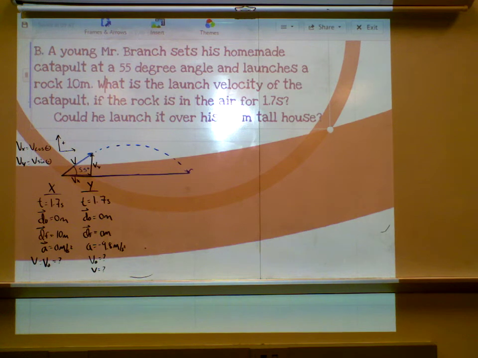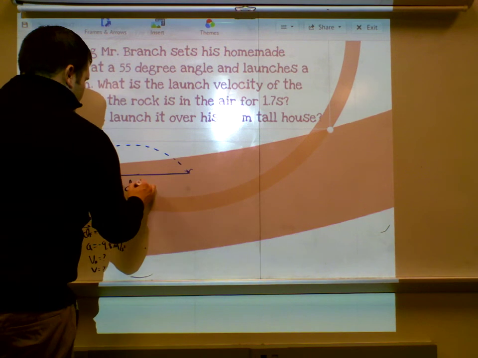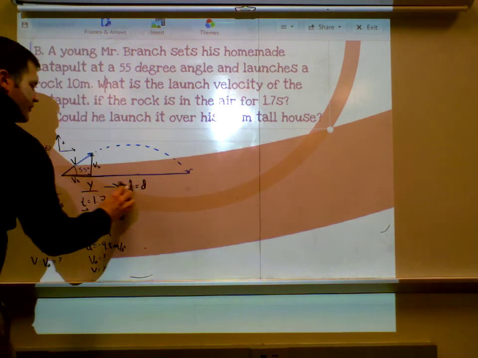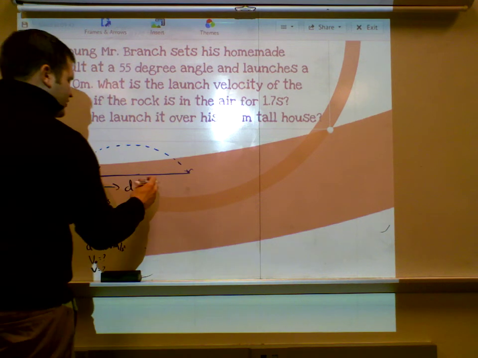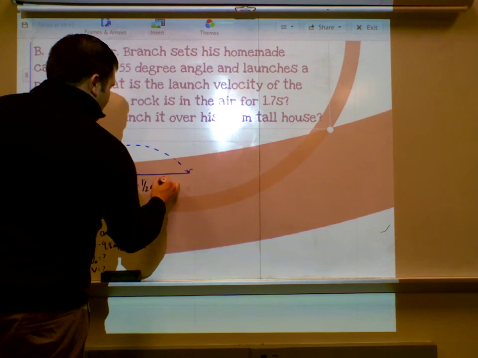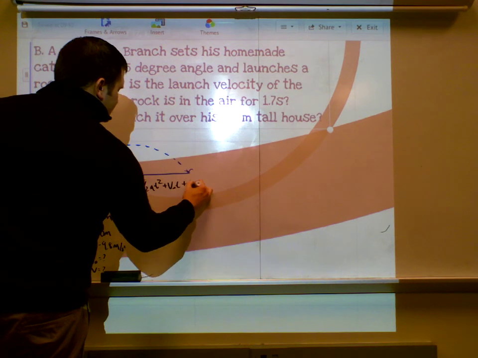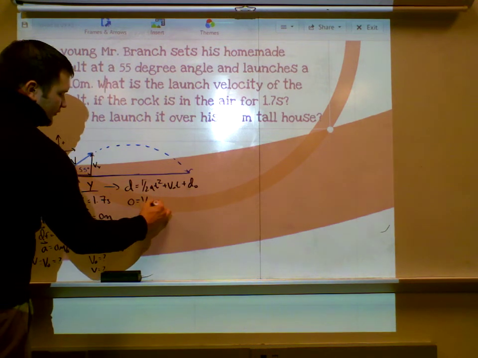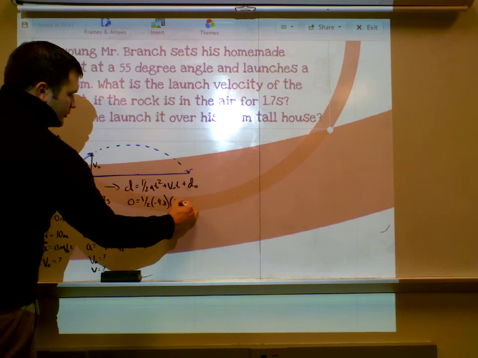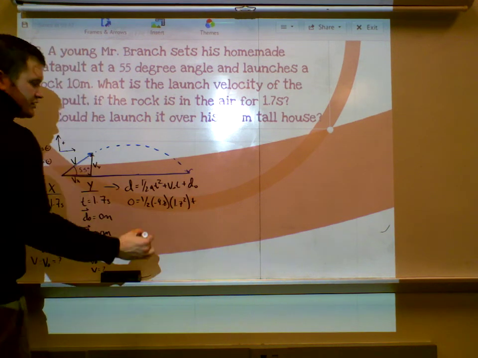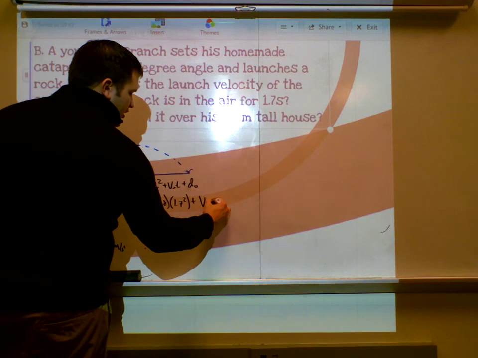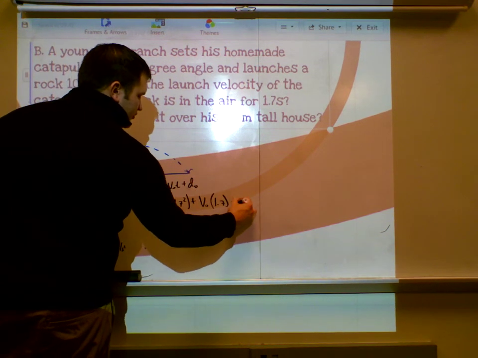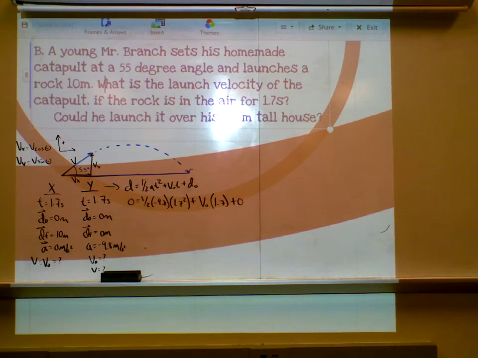Equation 3? Equation 3 says, in the y direction, d equals one-half a t squared plus v naught t plus d naught. So 0 equals one-half times negative 9.8 times 1.7 squared plus v naught times 1.7 plus 0.